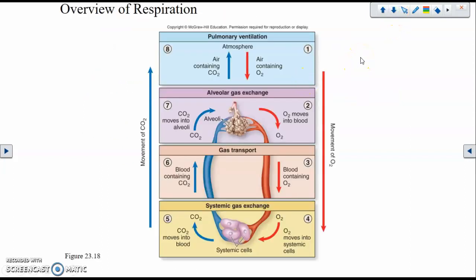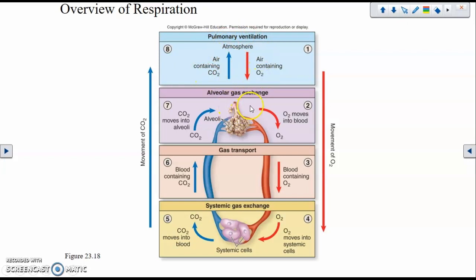So where does gas exchange occur? Gas exchange occurs actually in two different locations. It occurs in the lungs, in which there is this thing called alveolar gas exchange that happens in the alveolus, which is the terminal portion of the respiratory tree. And what happens is oxygen from the atmosphere, from the outside air, enters red blood cells that are in the capillaries in the alveolus, and carbon dioxide exits to be exhaled at that point.